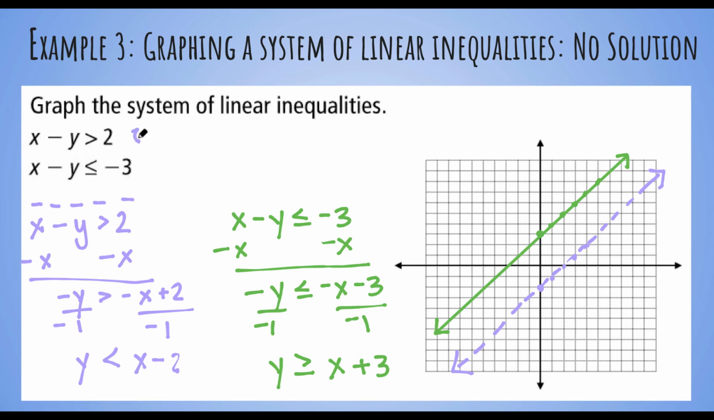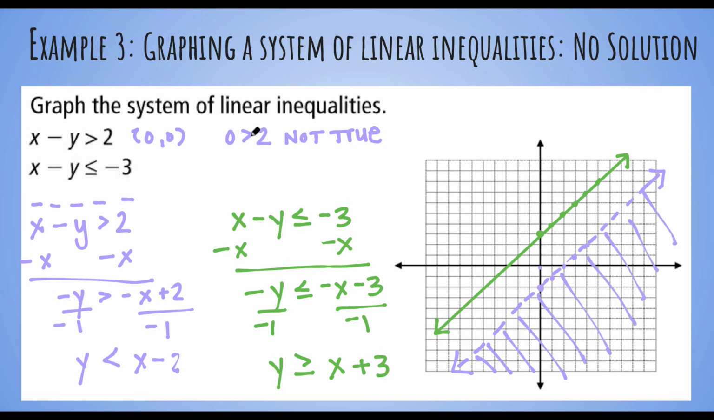So if I substitute in the point 0, 0 into my inequality here, I have 0 is greater than 2. So this is not true. So for the first inequality, I know that the point 0, 0 is not included in the shaded region. So here's the point 0, 0. For this inequality, I'm going to shade away from that point.